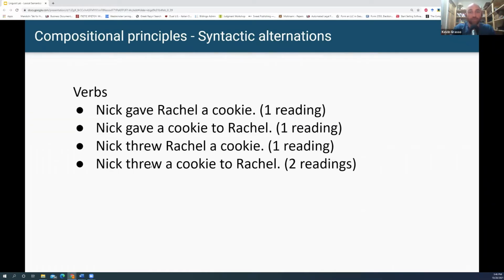There's a class of verbs that have this double reading with the to variant, and there's a class of verbs that don't have that double reading with the to variant, right? So again, the important thing here is you need to be very careful about parsing out exactly what these things mean.